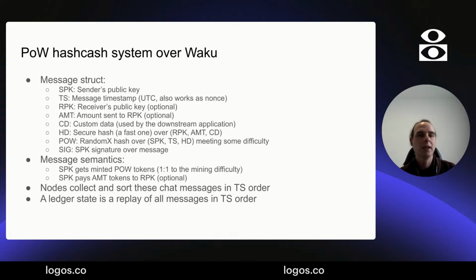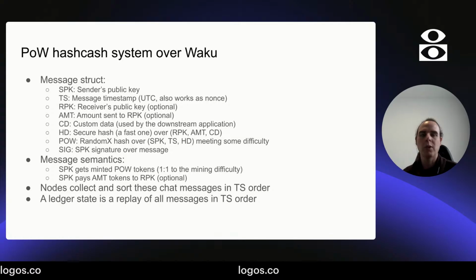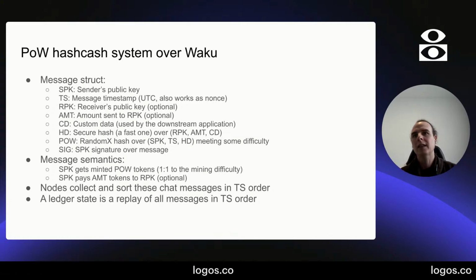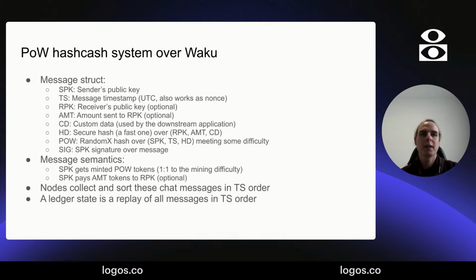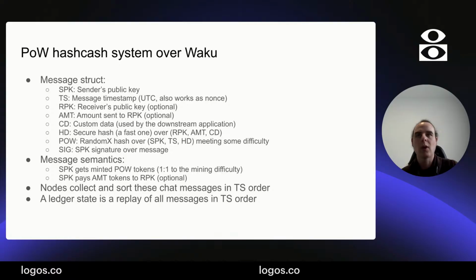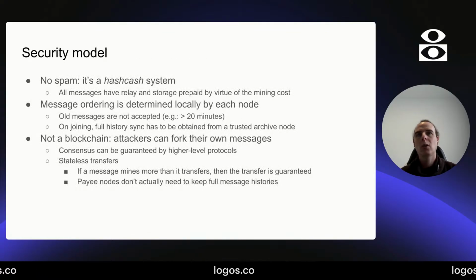So it's just a pure Hashcash system. And inside the same message, atomically, you can also pay some other public key some amount. Nodes would collect these messages and simply sort them locally in timestamp order. The state of the ledger, in this case, would be just the result of replaying these messages in order. So if you look at this very simple system, what are the security properties?